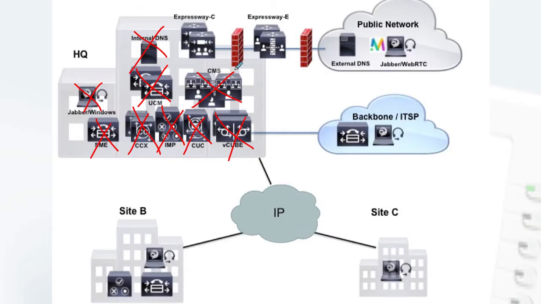Let's proceed to the collaboration edge infrastructure. And this is obviously where we have our MRAs on this simulated internetwork. I got my words jumbled up there a little bit, but how do we log in on the Jabber Windows client from the internet? Well, we have the expressway E and C.